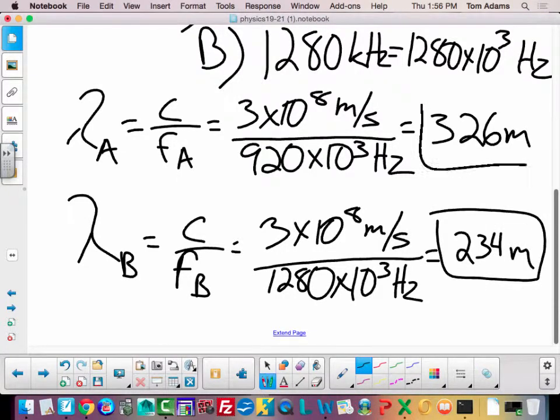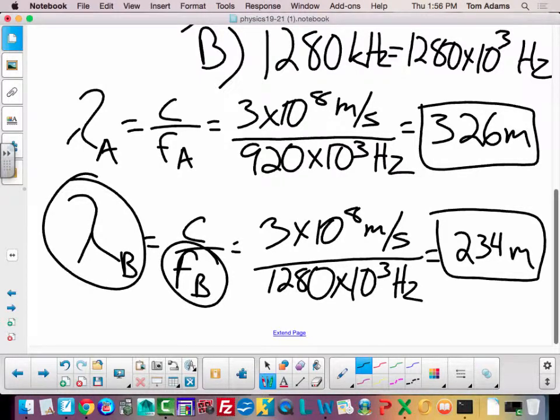And so what I want to point out is because they are inversely proportional, as lambda increases, my frequency decreases and vice versa. I said that backwards. What I meant to say was lambda will decrease as the frequency increases.